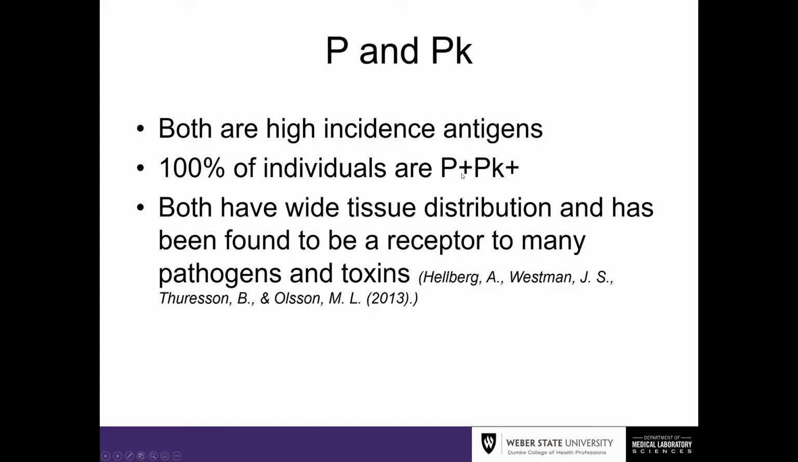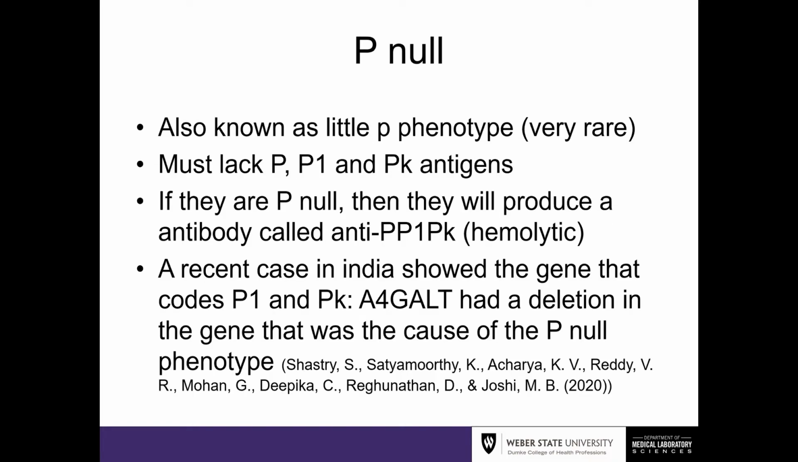So moving on to P and Pk antigens. Both are considered high incidence antigens, and 100% of individuals are P positive and Pk positive. Something else I found is that both have wide tissue distribution and have been found to be a receptor to many pathogens and toxins. Let's talk about p, also known as the little p phenotype.